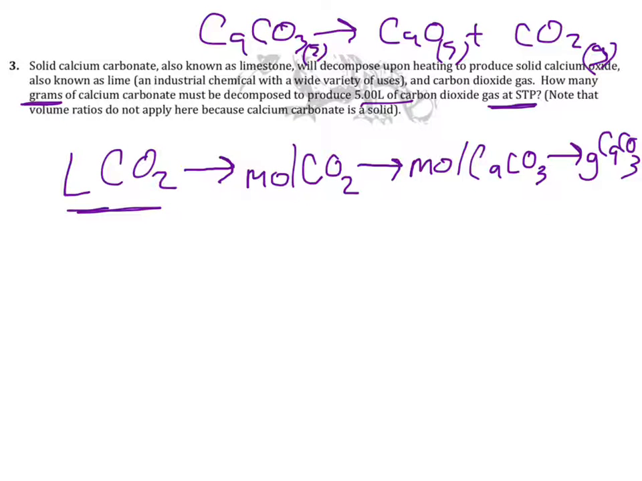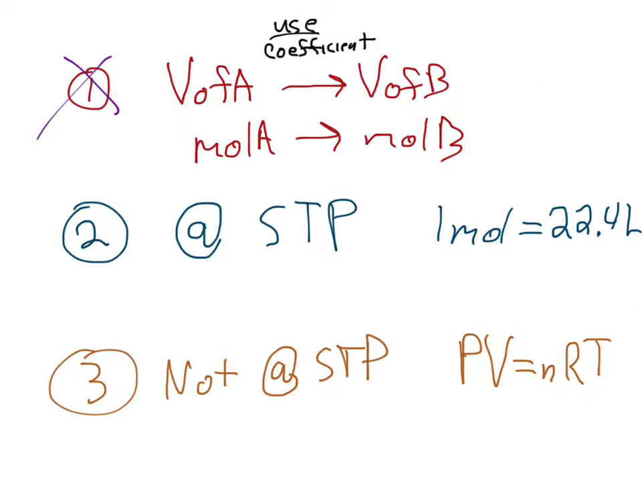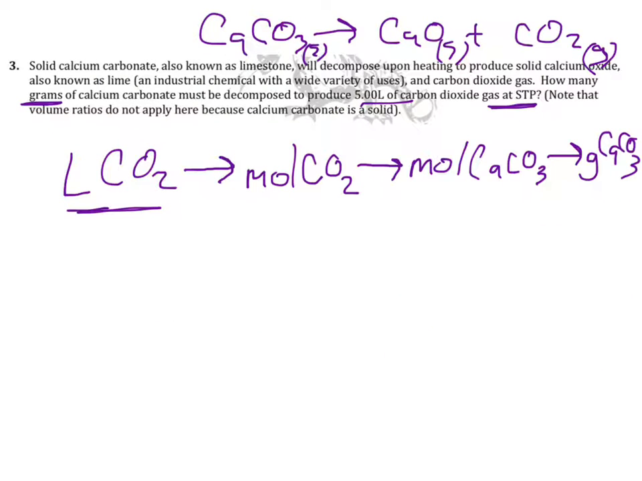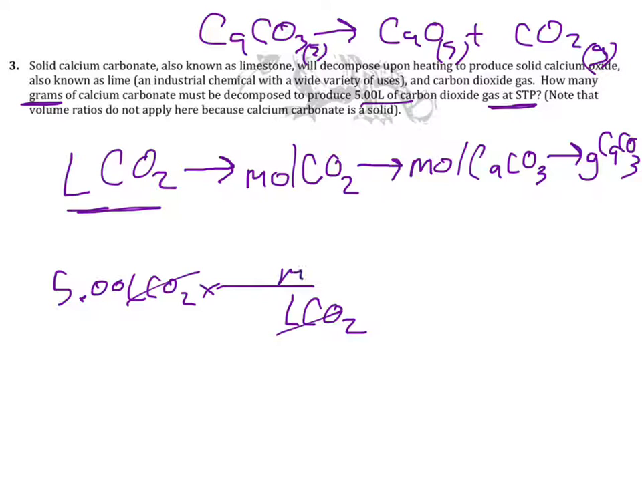Now remember what we learned in this unit, where 1 mole of any gas at standard temperature and pressure is going to be 22.4 liters. And so this is what we're going to use to convert from liters to moles. And so we have 5.00 liters of CO2. We're going to put liters of CO2 on the bottom because we're canceling out units, and we're going to go to moles of CO2.